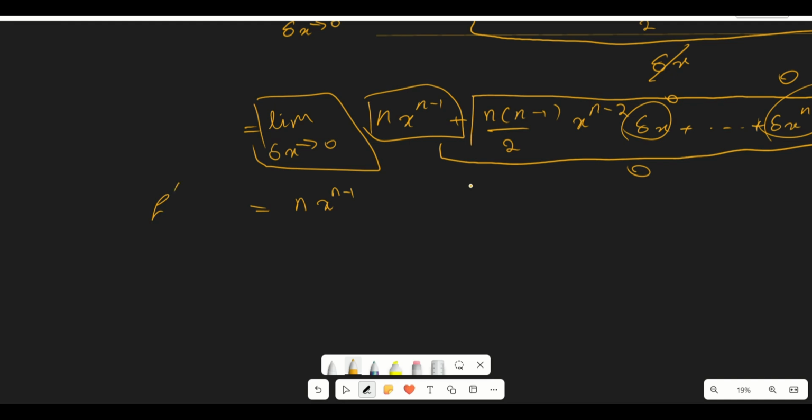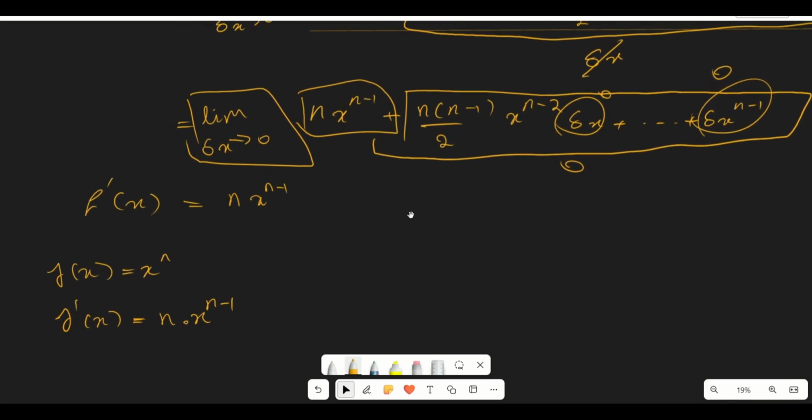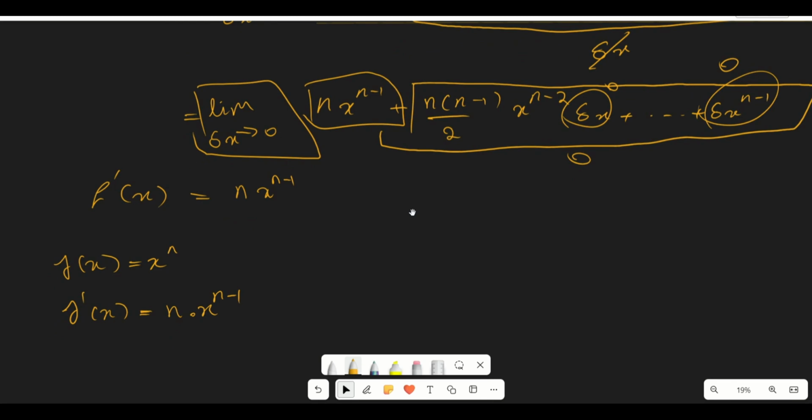So our differentiated value would be f prime of x equals n into x power n minus 1. So we have proved that if f of x is equal to x power n, f prime of x equals n into x power n minus 1. This is the proof we have done by using the first principle, differentiation from first principle, and all the other rules like the quotient rule and product rule can be done like this, but it is a bit more complex than this proof. So I will just leave it at this, and I hope you get it.